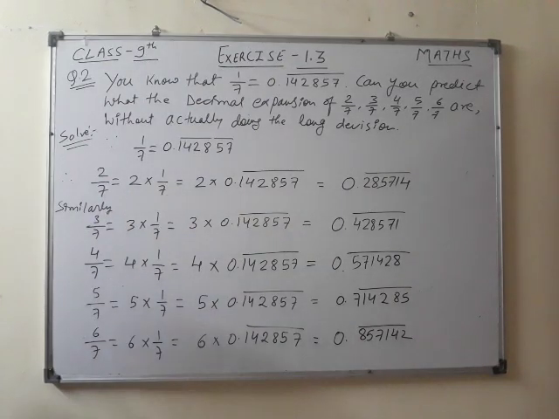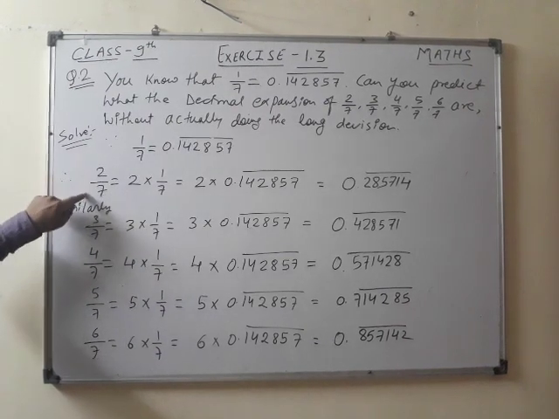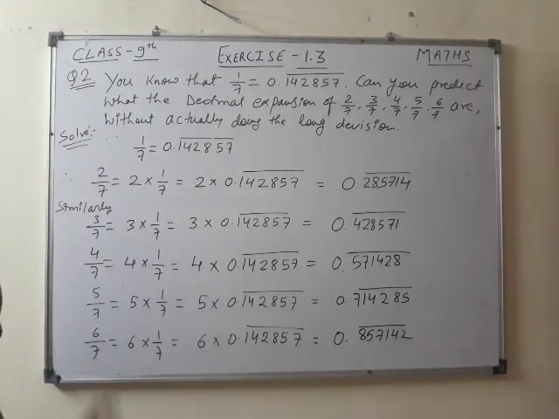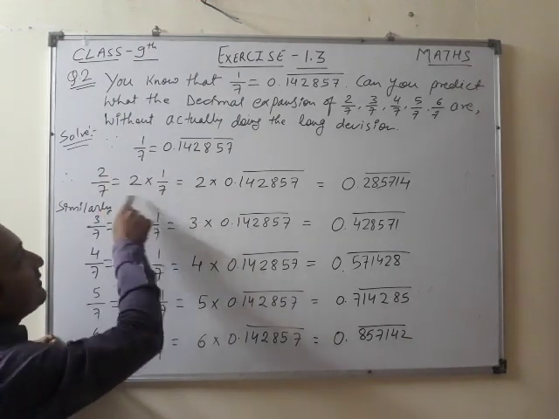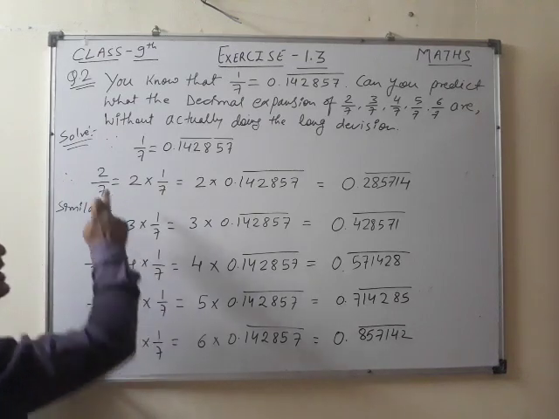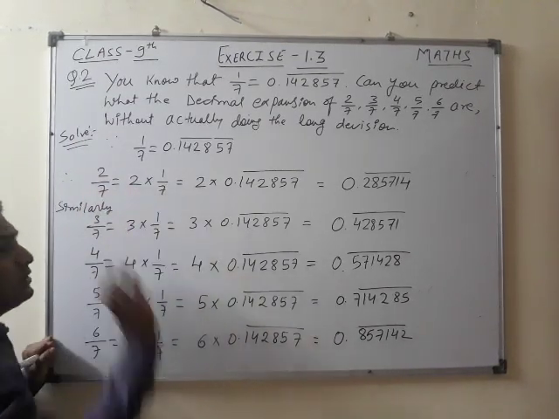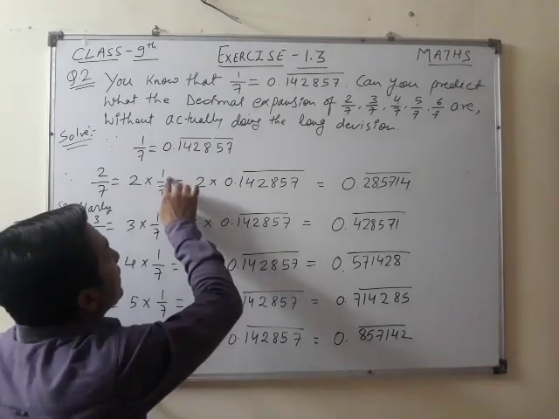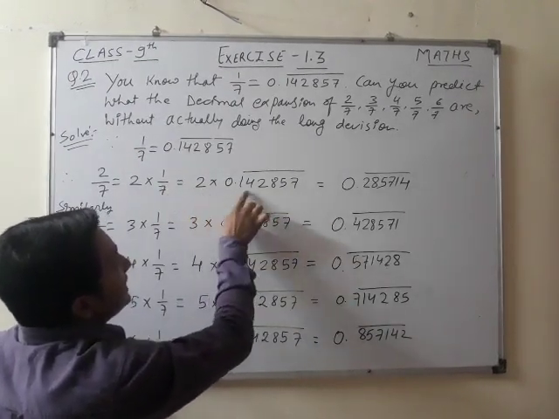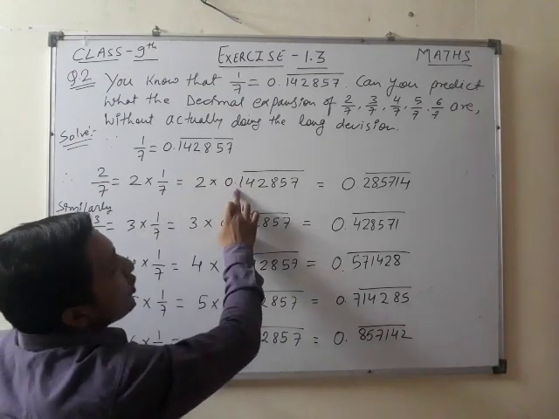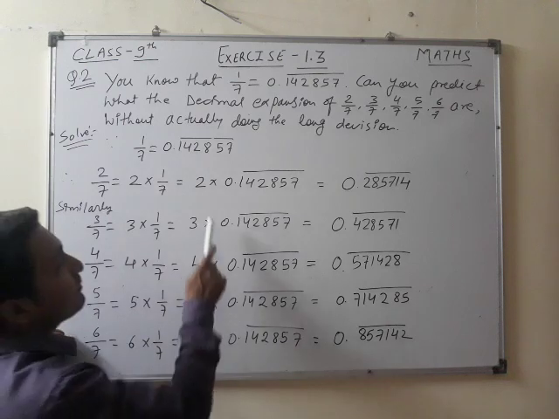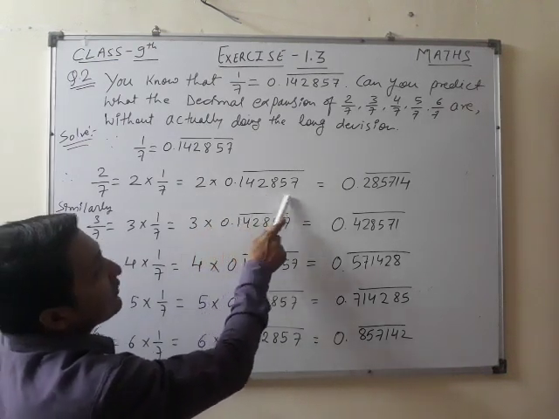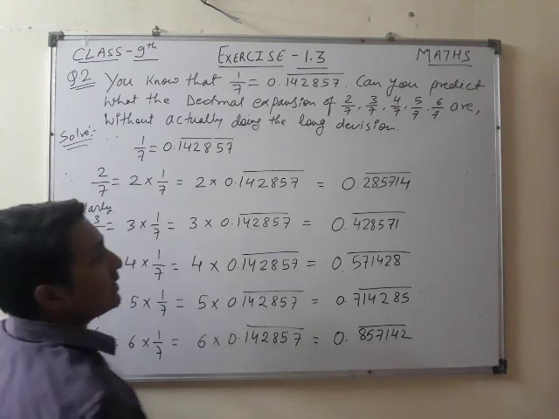Okay, so first of all, it is given that 1 upon 7 is equal to 0.142857 and we need to find the value of 2 upon 7. We can write 2 upon 7 as 2 into 1 upon 7. How can we write it? Because 2 ones are 2 as it is and 7 will be as it is. So we can easily write 2 upon 7 is equal to 2 into 1 upon 7. The value of 1 upon 7 is given, so we write 2 as it is and 1 upon 7 is 0.142857.